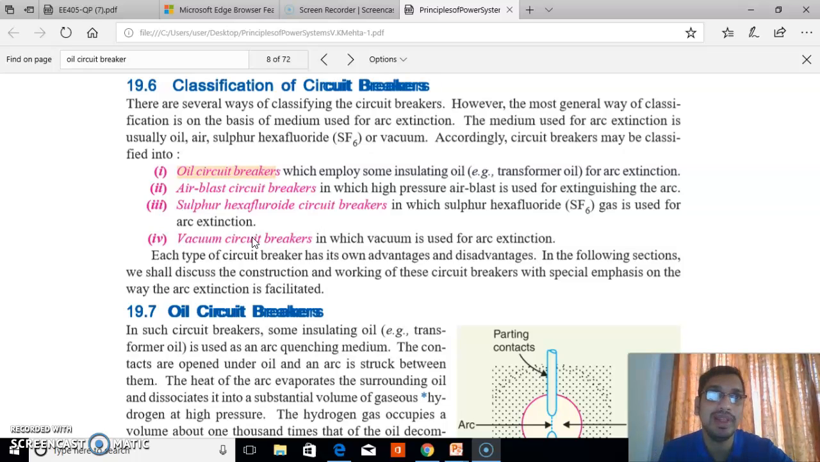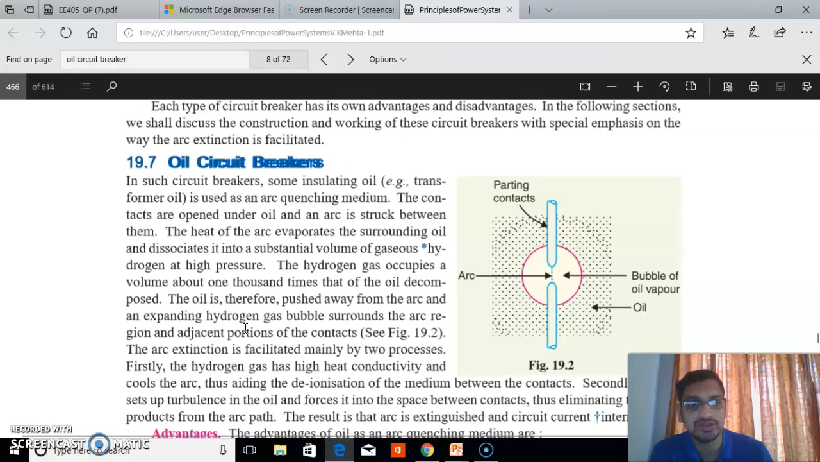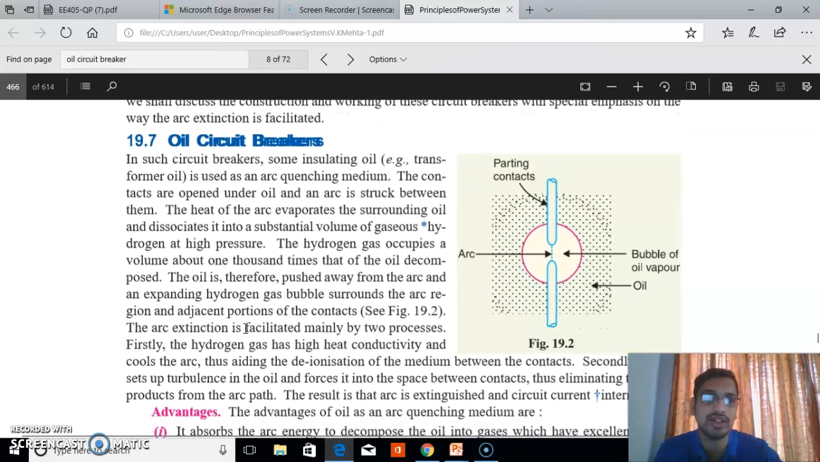Normally the medium in the circuit breaker is used to quench or extinguish the arc between the contacts when the contacts open. Based on this medium, we classify the circuit breaker into several categories. These are the oil circuit breaker, air blast circuit breaker, SF6 circuit breaker, and vacuum circuit breaker. The first one is the oil circuit breaker, in which the oil acts as the insulation medium. First I will explain the basic construction and operation of the oil circuit breaker.